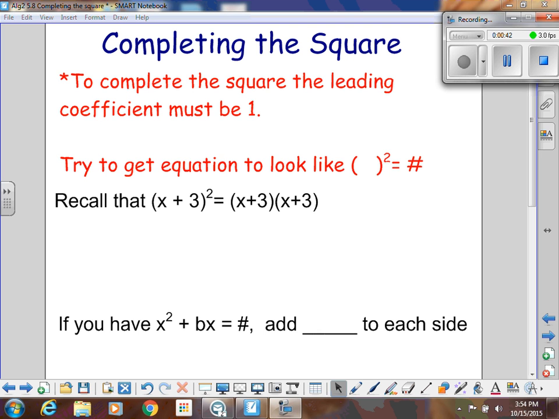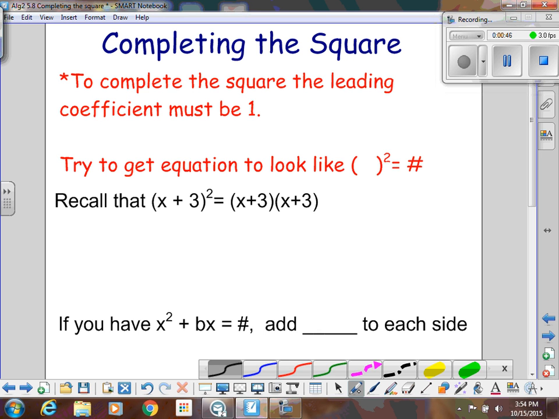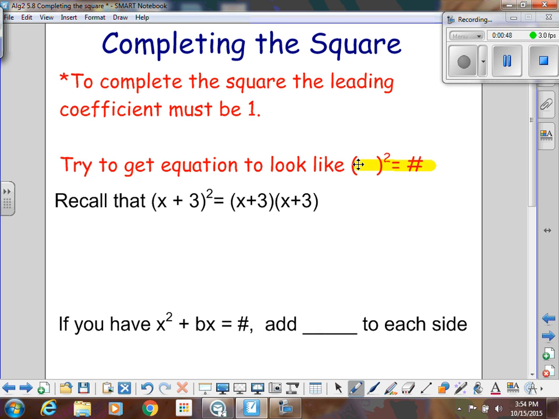Our goal is to try to get the equation to look like parentheses squared equals some number. Because then what we can do is use our other method of taking the square root on both sides in order to solve that. So let me remind you about what a perfect square trinomial looks like.